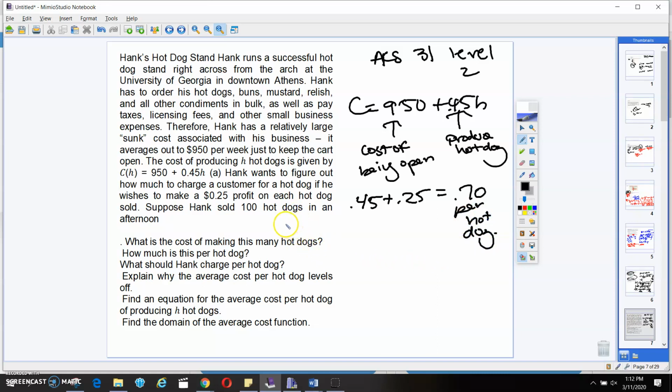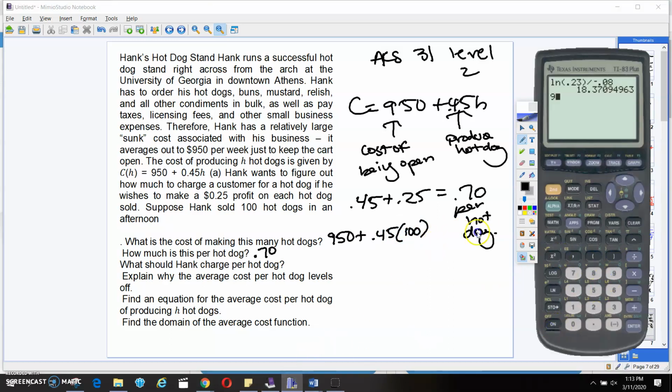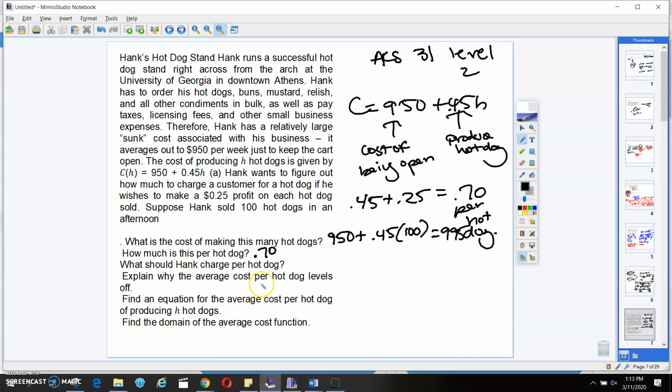So then what you're going to do is Hank sold 100 hot dogs in an afternoon. So how much is this per hot dog? It's going to be 70 cents per hot dog. What's the cost of making this many hot dogs? It would be $950 plus 0.45 times 100. So if we go into our calculator and type 950 plus 0.45 times 100, that gives you 995. What should Hank charge per hot dog? He should charge 70 cents.